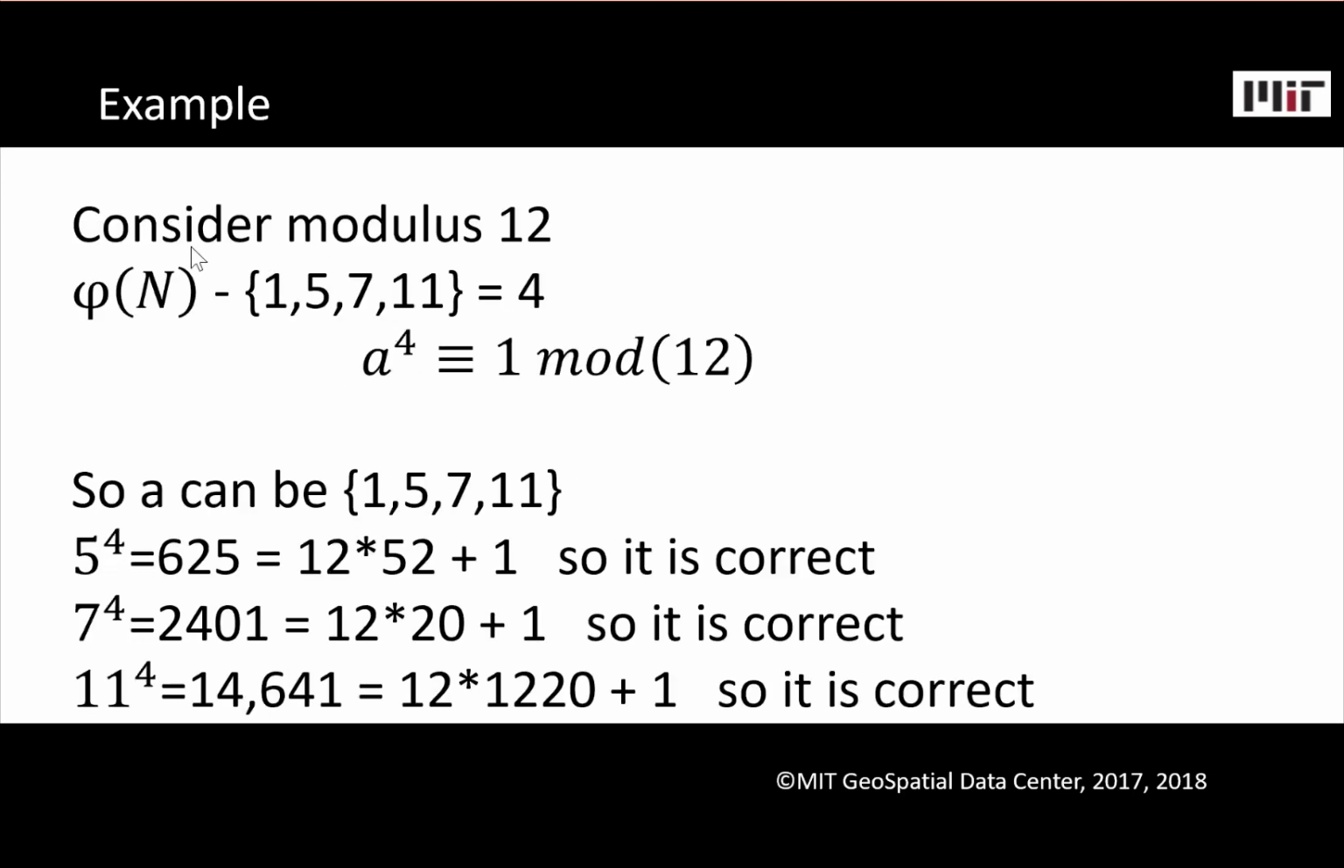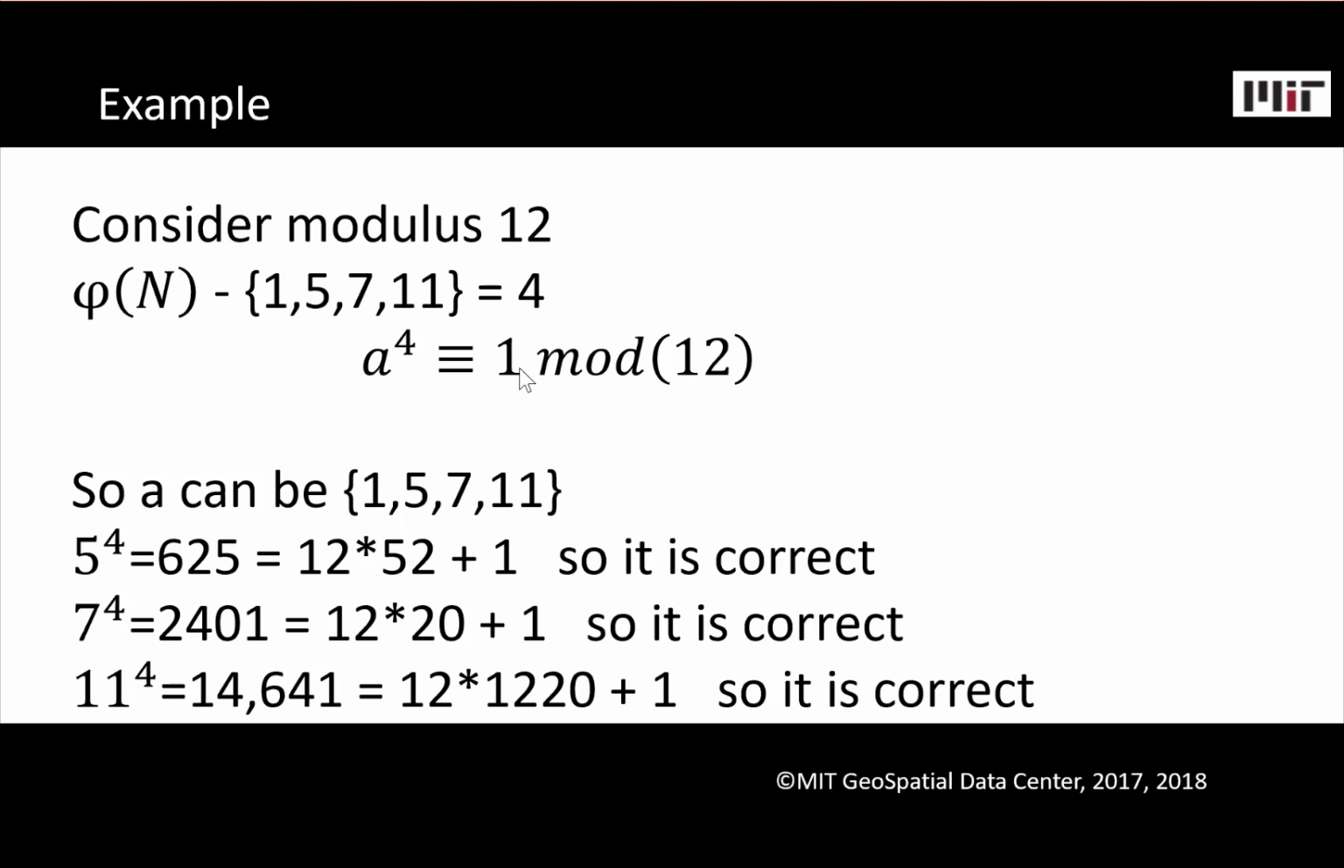But let's consider now modulus 12. As we found out, the Totient function for that is 4. So a to the 4 should be 1 mod 12. And we need to look now at what the units u1, u2, etc. can be. They can be 1, 5, 7, or 11. So first let's check these out. So 1 to the power 4 is obviously 1 mod 12. But 5 to the power 4 is 625. It divides by 12 52 times, and we get 1 over.